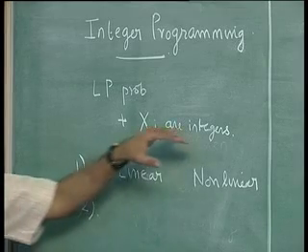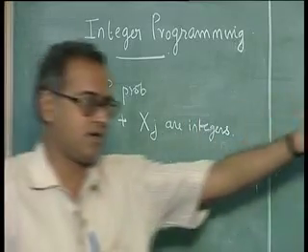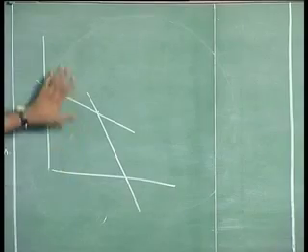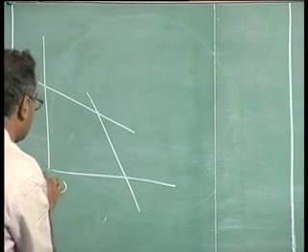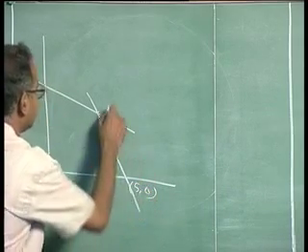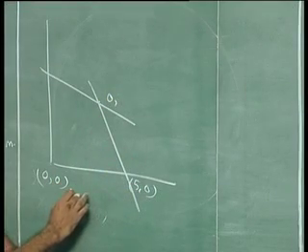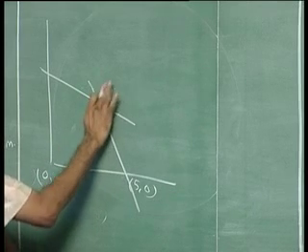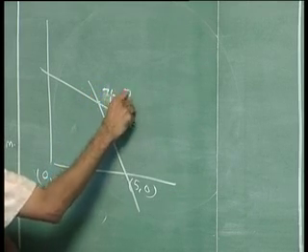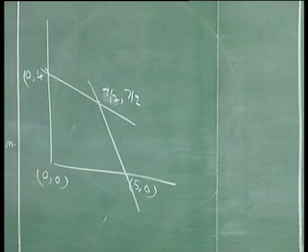Now what do I mean by an integer variable? For example, if I have a feasible region to an LP like this, it simply means, for example, if this is 0 0, say this is 7 by 2, 7 by 2, and say this is 0 4, something like this.